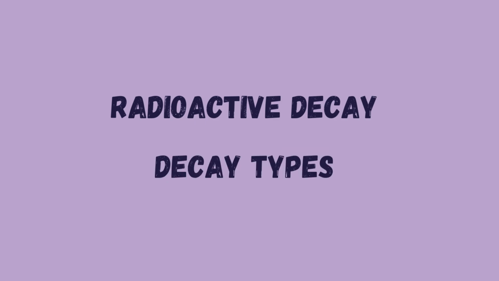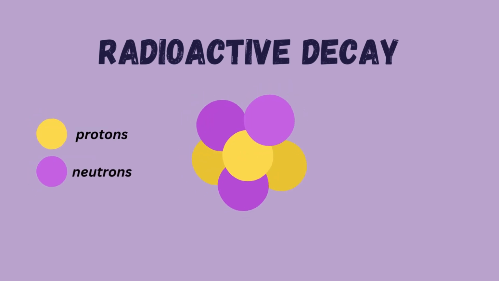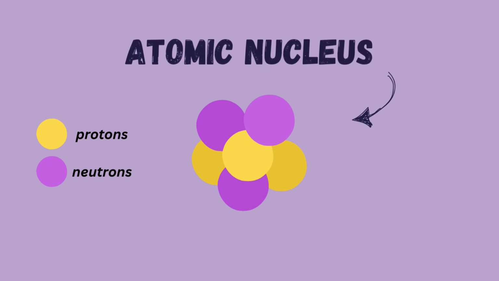Talk about radioactive decay and the primary types of decay. Radioactive decay is a process by which an unstable atomic nucleus loses energy by emitting particles or radiation. To understand this, let's go from an atom model.